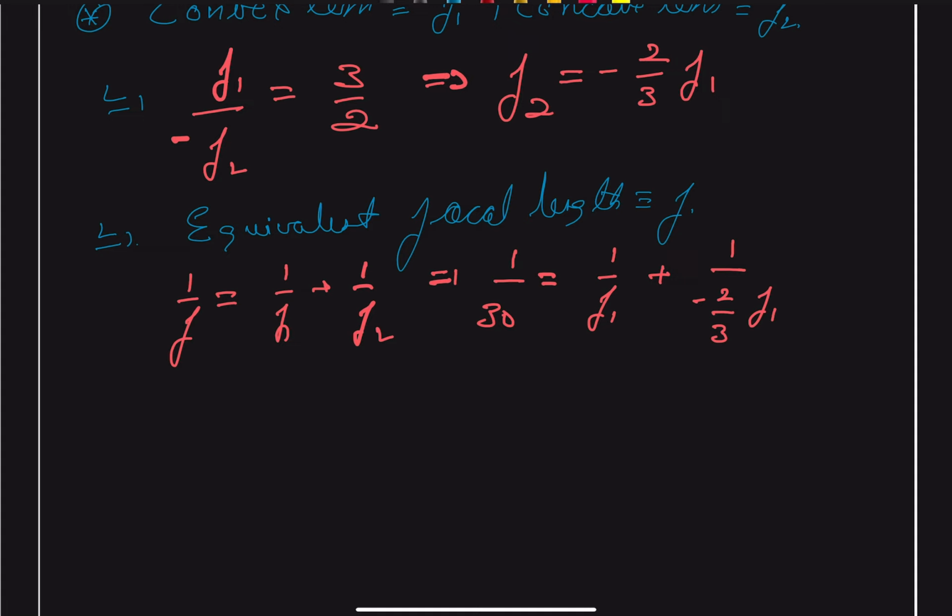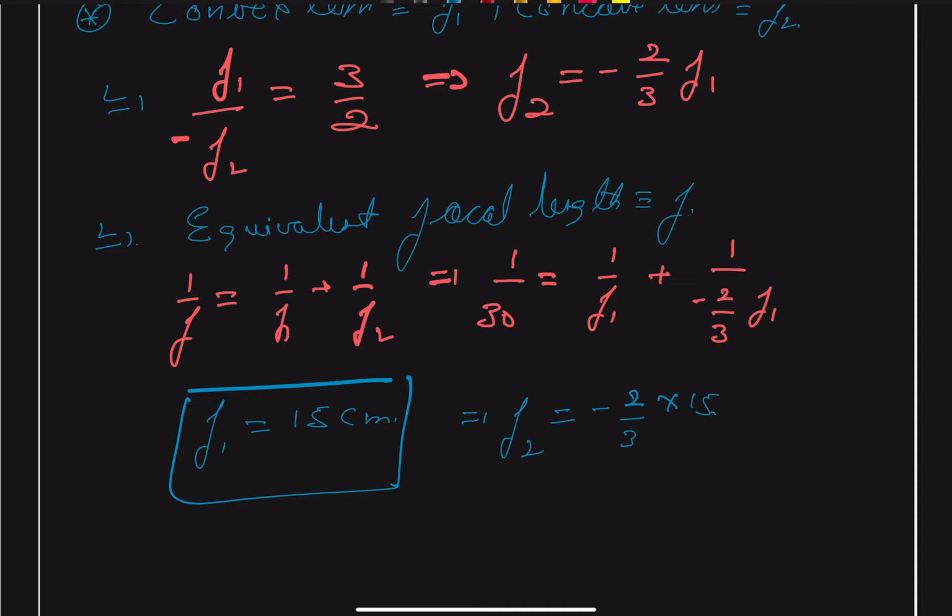So solving this will be giving us that f1 is 15 centimeters, and we already know the relationship between f1 and f2. So f2 will be equal to minus 2/3 times 15, and this gives us minus 10 centimeters.